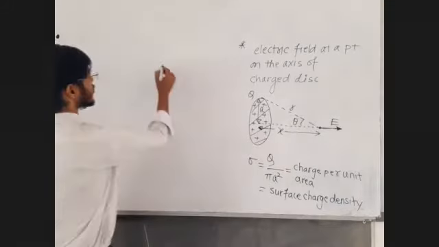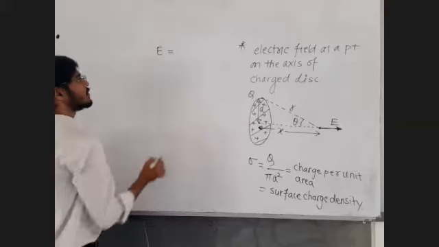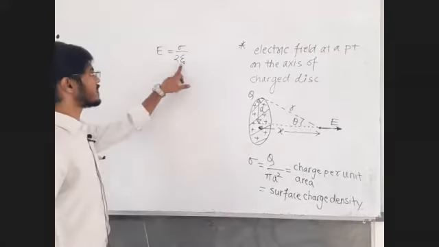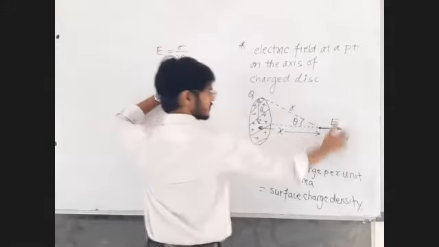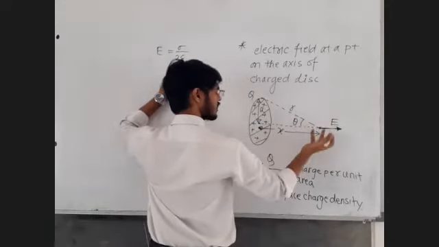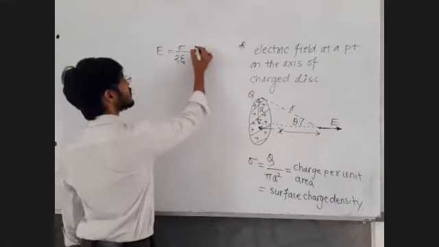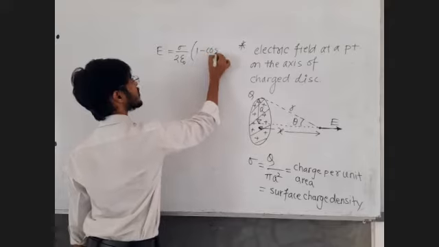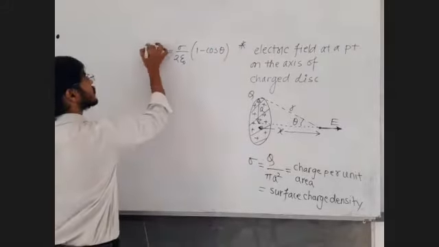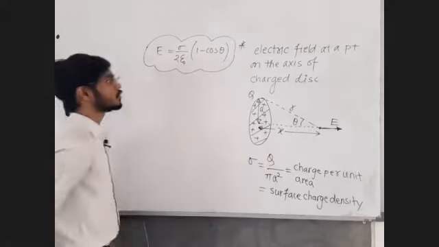Write down: electric field at a point on the axis of the disk is equal to, a very simple formula, sigma upon 2 epsilon. If a medium is there, write epsilon. If the given point is in the medium, write epsilon. If the given point is not in the medium, if it is in vacuum, write epsilon 0. Sigma upon 2 epsilon into bracket 1 minus cos theta. Very simple. That's it. This formula we are going to remember.